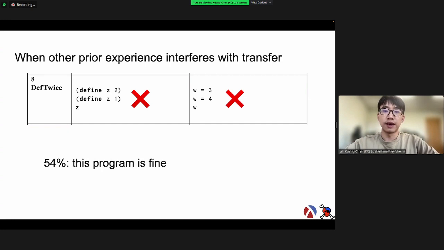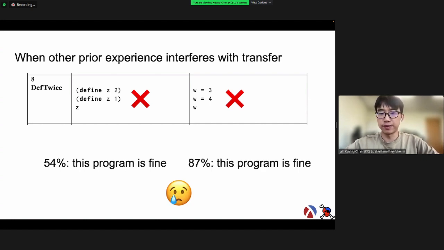54% of students considered this Racket program okay, which is already sad news. Worse still, the percentage goes up to 87% in the Pyret version. We suspect the situation in Pyret is influenced by students' prior experience in Python or other imperative languages with a similar syntax.